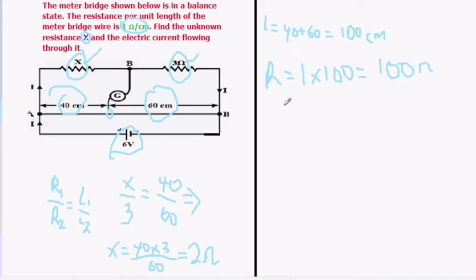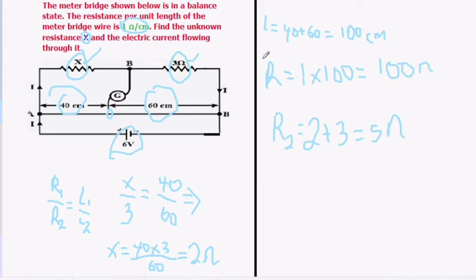Now remember I said that X and the 3 ohm resistance are in series, so their combined resistance, which I'm going to call R2, is going to be equal to 2, which is the resistance of X, plus the 3 ohm resistance. So that's going to give us 5 ohms. So that's the combined resistance.